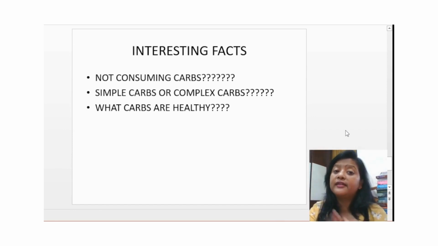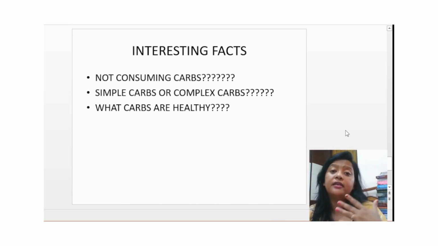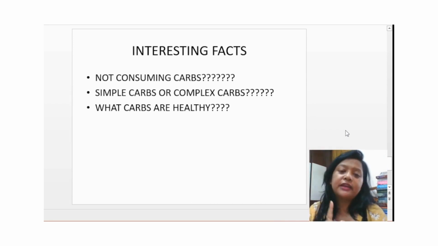If you're using proteins as energy completely, you're not consuming carbohydrates and you're using fats and proteins entirely, then you're hampering the other functions that are operating in your body because of the proteins and fats. So you have to take care of that.